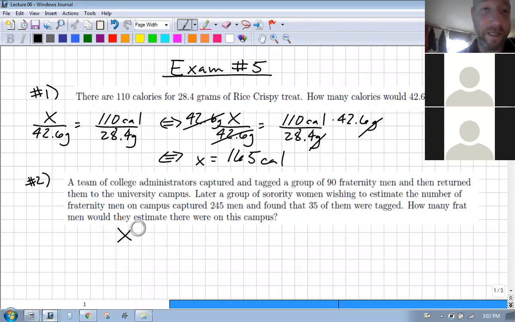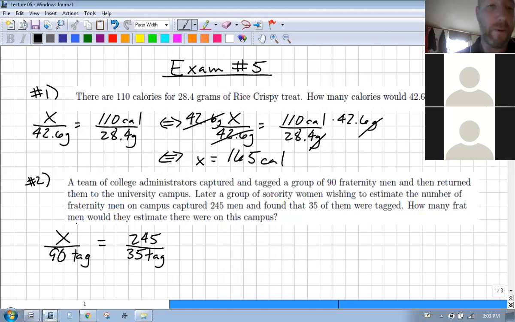There's X frat men total, and there's 90 tagged. So 90 are tagged out of X total, compared to 35 tagged out of 245 caught. So 35 were tagged out of 245, but 90 were tagged out of the whole population.